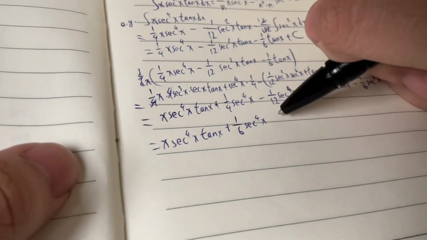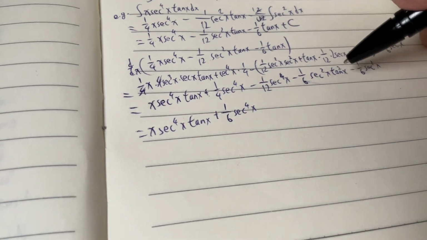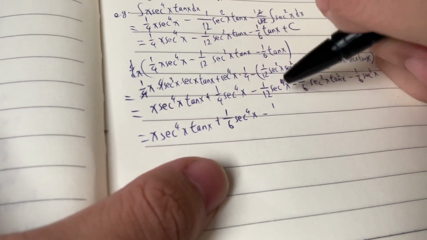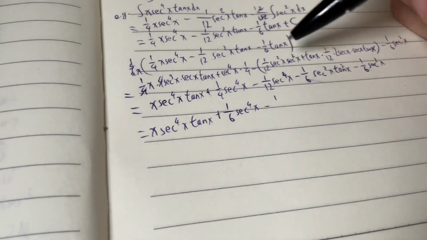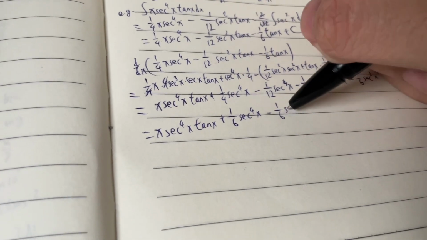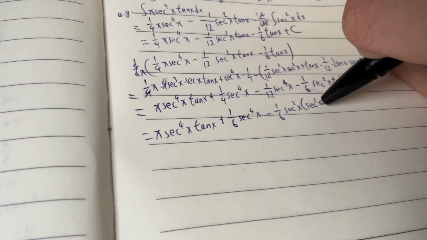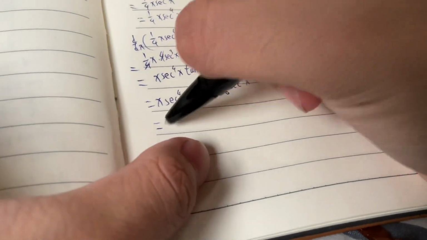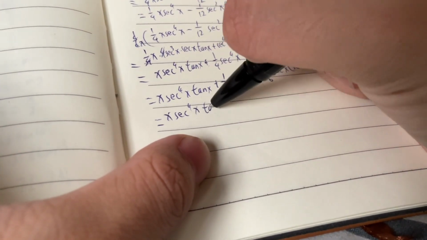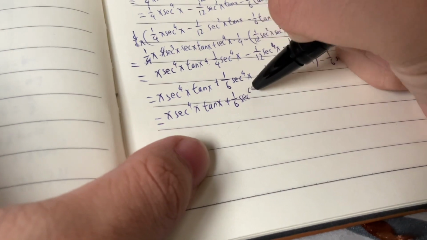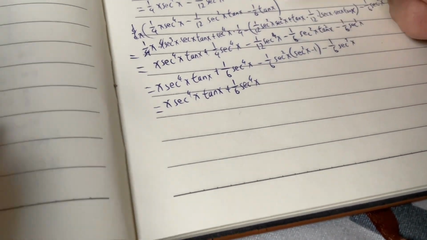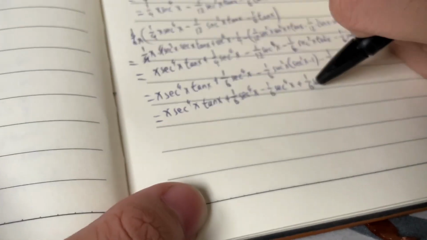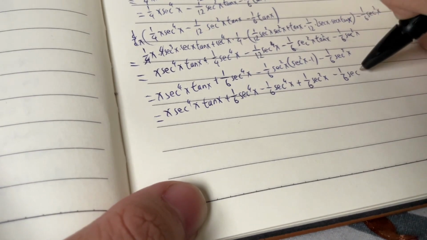So I like to change it in terms of secant square. So secant square minus 1, right? Minus, wait a minute. Minus 1/6 times secant square x multiplied by secant square x minus 1. Minus 1/6 times secant square x. So you get x times secant power 4x tangent x plus 1/6 secant power 4x. And then just distribute the negative 1/6. You get negative 1/6 secant power 4x plus 1/6 secant square x minus 1/6 secant square x.